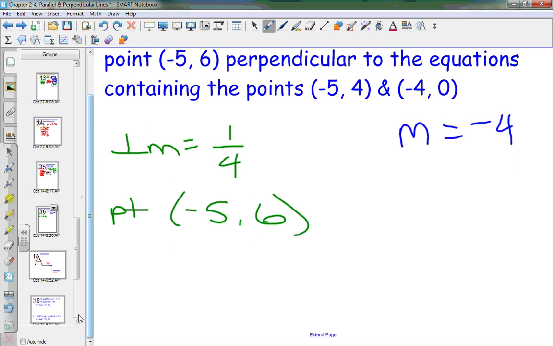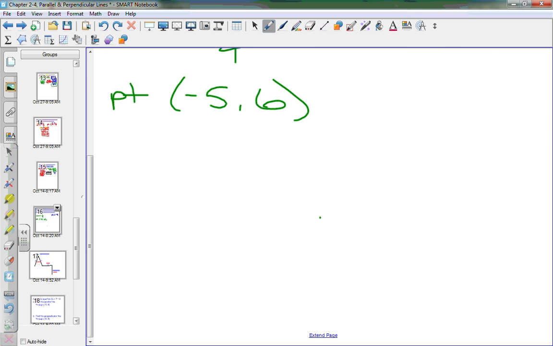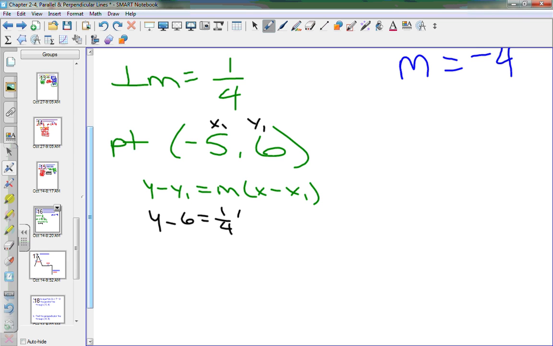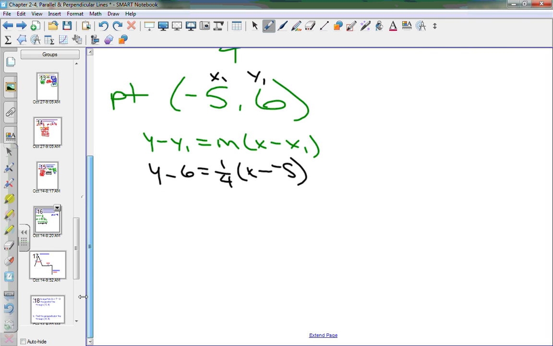So nothing has changed there, has it? So if that hasn't changed, I'm going to use the other method. So y minus y1 is equal to m times x minus x1. Labeling this x1, y1. So y minus 6 is equal to 1/4 times x minus a -5. What is ugly about this problem? The fraction. 5 is not divisible by 4, is it? So now I need to do what?